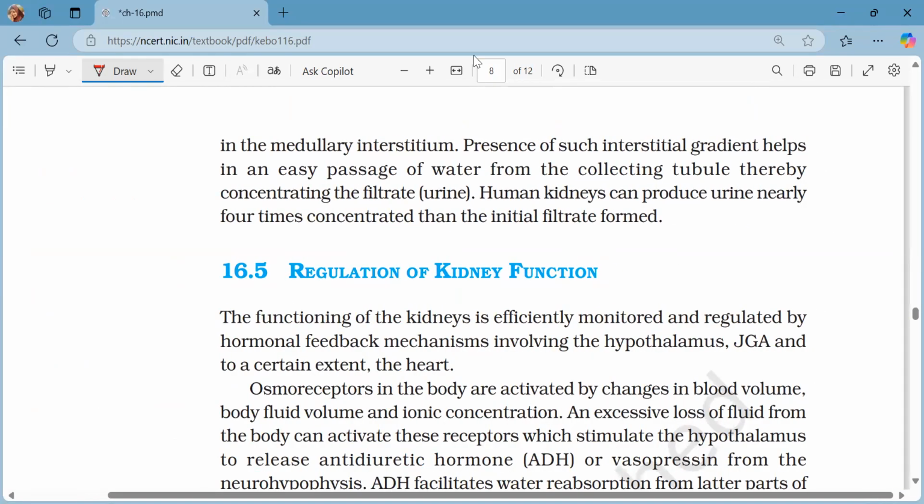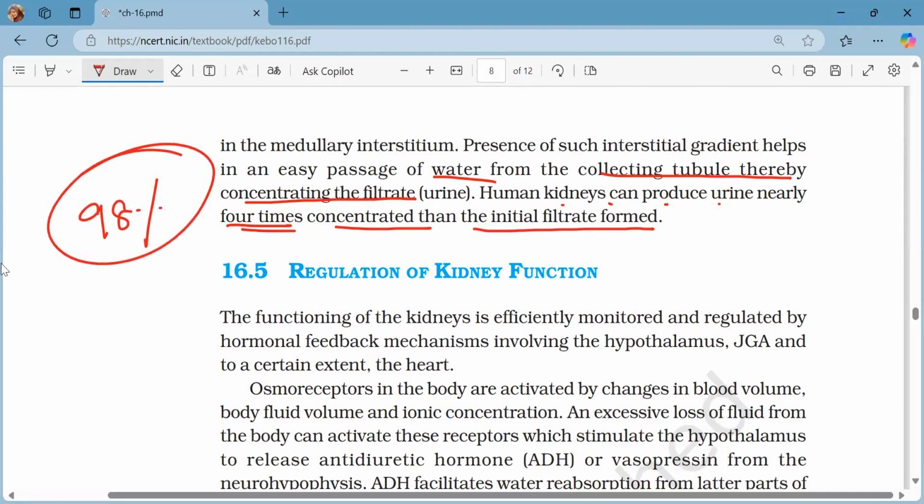Now, presence of such an interstitial gradient helps in the easy passage of water from the collecting tubule, thereby concentrating the filtrate. Human kidneys can produce urine that is nearly 4 times more concentrated than the initial filtrate. So maximum reabsorption, like 98% reabsorption, takes place. Clear?